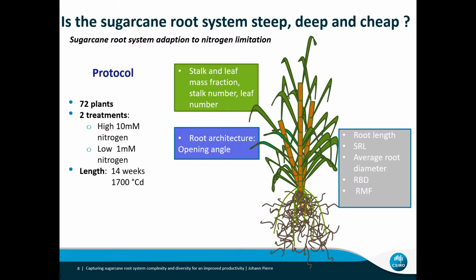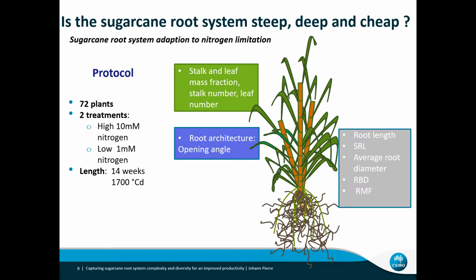So later on, using the same setup, we conducted an experiment on the effect of nitrogen limitation on the sugarcane root system. Here we wanted to know if the sugarcane root system can adapt to limited N resources, and if there was any root system or root trait that can help reduce N leaching, because this is a massive environmental issue in Australia due to the proximity of the Great Barrier Reef.